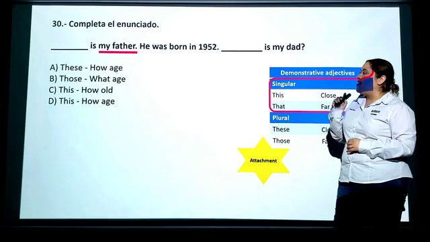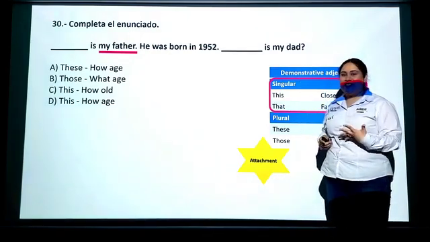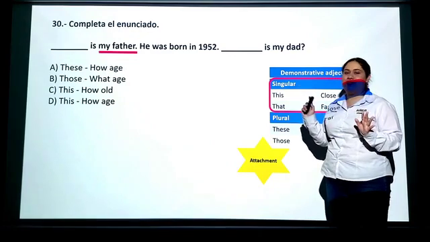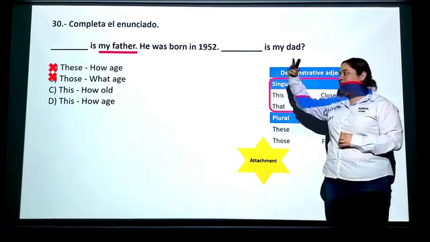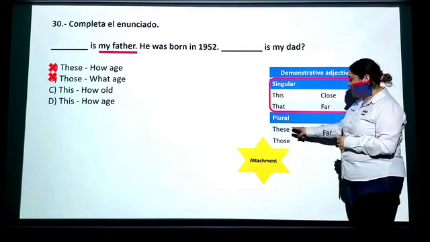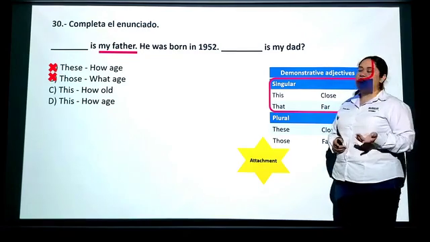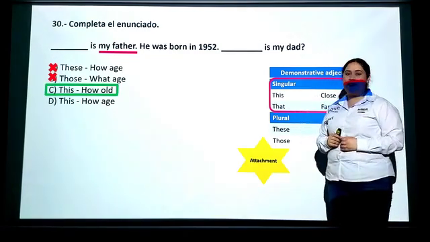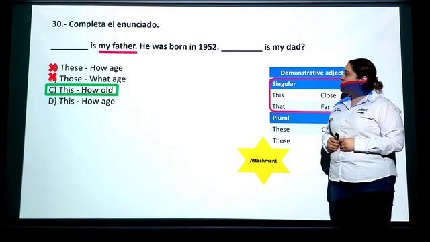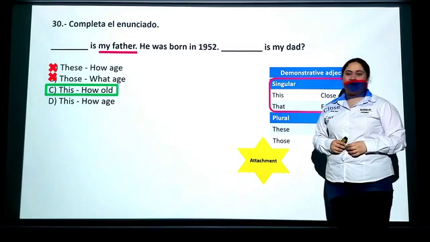Okay? Now, guys, is my dad the age? We're going to eliminate those, shall we? We eliminate A and we also eliminate B. As you can see, those ones are from the plural section. So we're going to choose C. This is my father. He was born in 1952. How old is my dad?